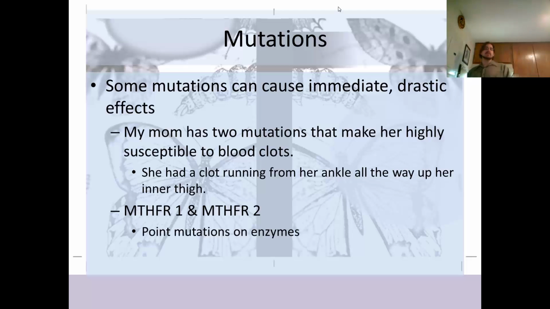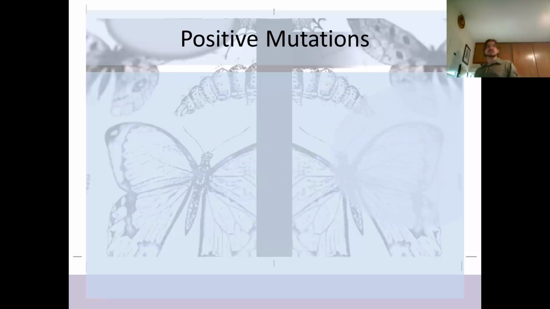These are point mutations on enzymes. A point mutation is a change in a single pair of DNA. Remember how we talked about the base pairing rules, A to T. Well, a point mutation is a change in a single base pair. So maybe we go from A to T to T to A, or G to C. A single change. Very, very small. That rarely causes any big effects. However, sometimes you can have these drastic immediate effects. So mutations can make a big splash.